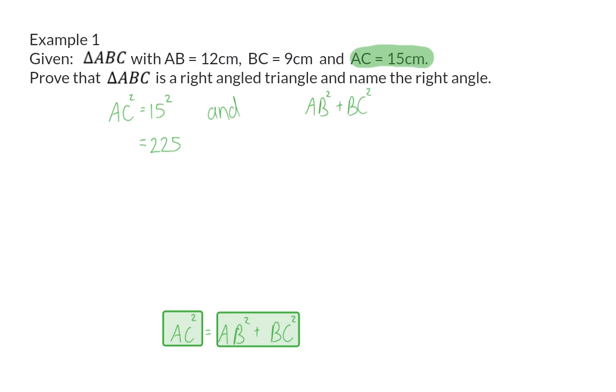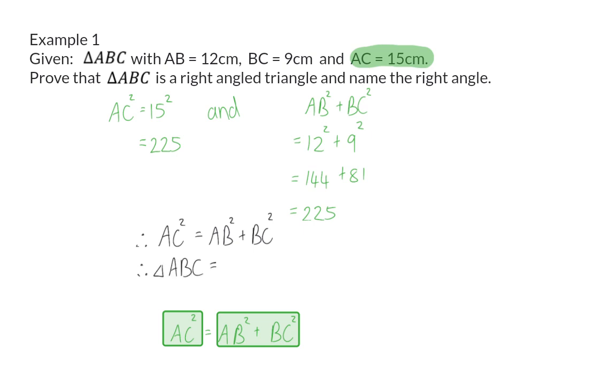This is taking the 2 shorter sides and squaring them and adding them up. This will give me 144 plus 81, and that is also 225. So now I can make the conclusion that the left-hand side, my hypotenuse squared, is equal to the sum of the other 2 sides' squares. And that means that triangle ABC is definitely a right-angled triangle. And the reason for this will this time be Converse, Theorem of Pythagoras.